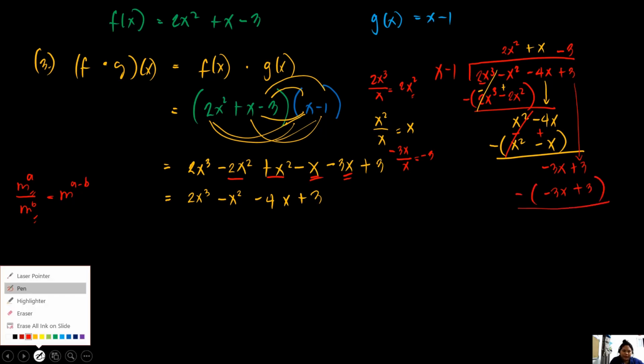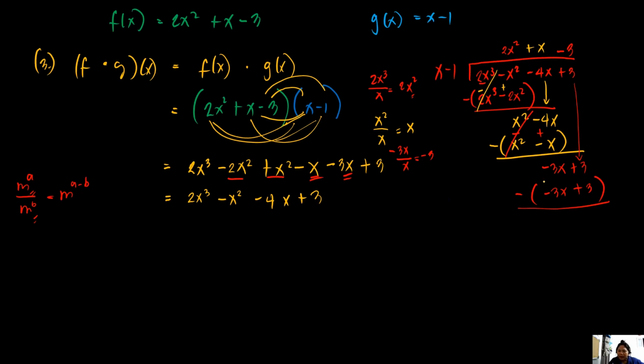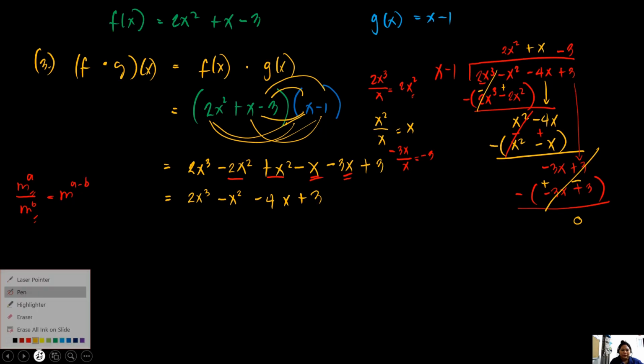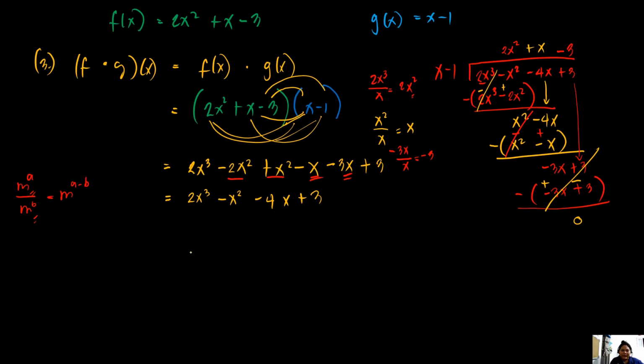Let's distribute the sign inside. We will have positive and negative, then equals 0, because negative 3x plus 3x is 0, and positive 3 minus 3 is 0. So it has no remainder. Meaning, class, x minus 1, which is our divisor, and the quotient that we get is the factors of 2x cubed minus x squared minus 4x plus 3.